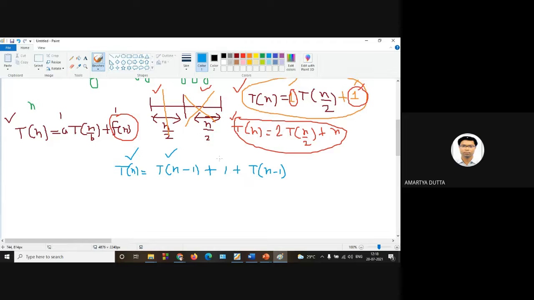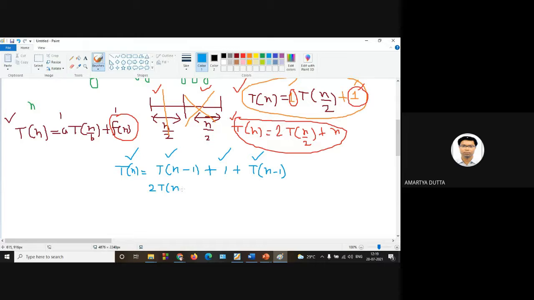Next, T(1) is 1. This is my base case. T(1) is the time taken for movement of the largest disk from source to destination. And again, moving the remaining n minus 1 disks from auxiliary to the destination. So finally, this will be 2T(n minus 1).